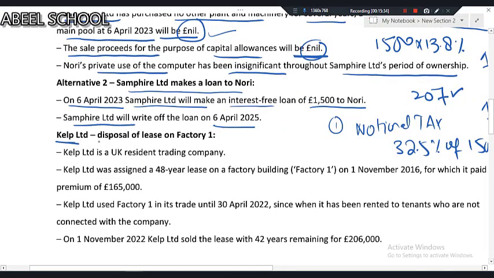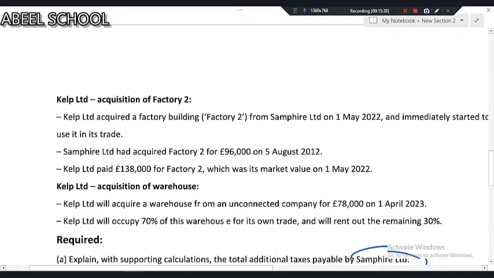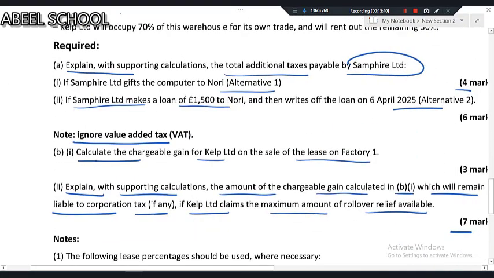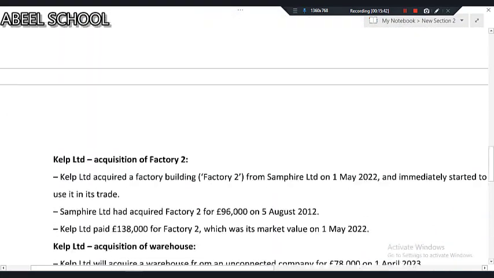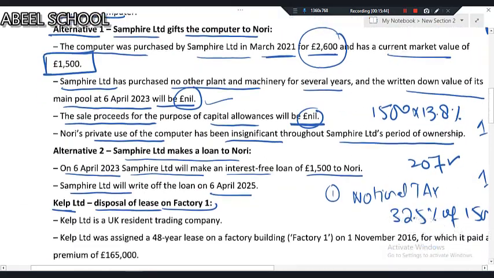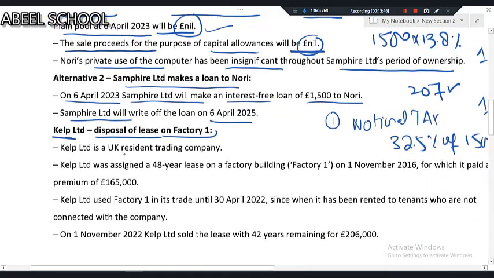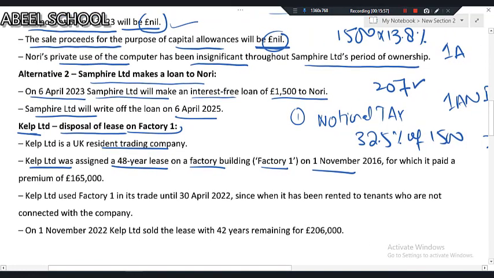Kelp Limited disposal of lease on factory 1. What do we need to do? Calculate the chargeable gain. First, we need to calculate chargeable gain on factory 1. Kelp Limited is a UK resident trading company. Kelp Limited was assigned a 48-year lease on a factory building, Factory 1, on 1st November 2016, for which it paid a premium of 1,65,000.